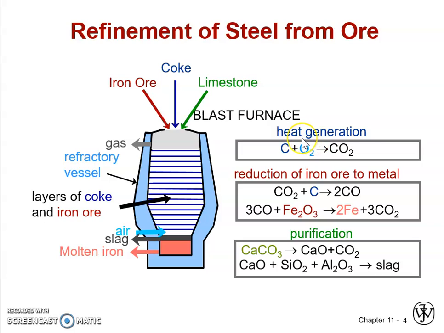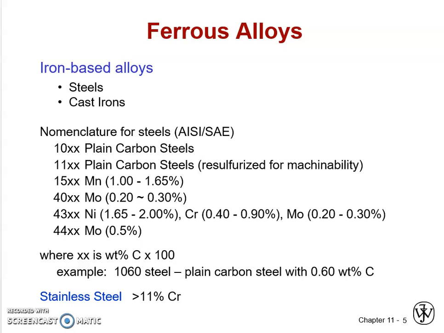First, the heat is generated. Carbon plus oxygen forms carbon oxide, and the iron ore undergoes a reduction process to form a metal, and then it is purified to get molten iron. So this is the process to get the iron.